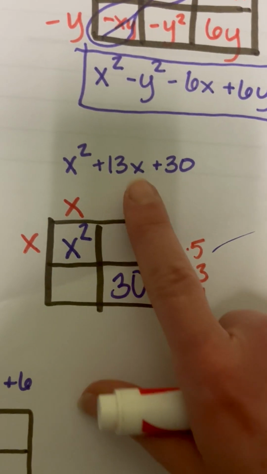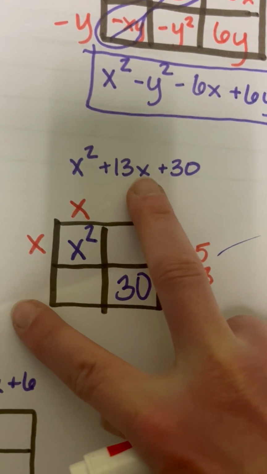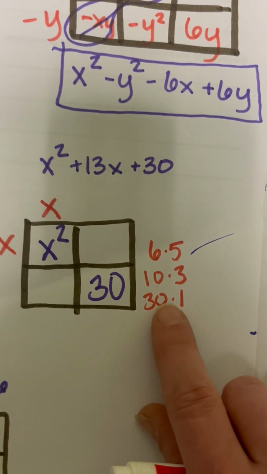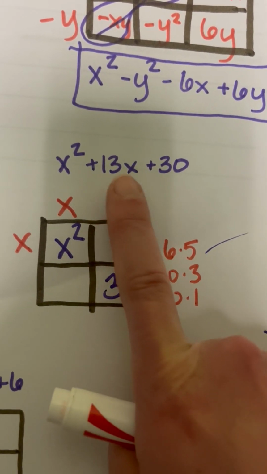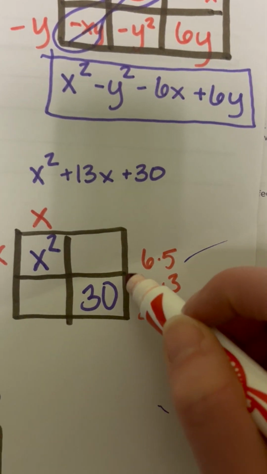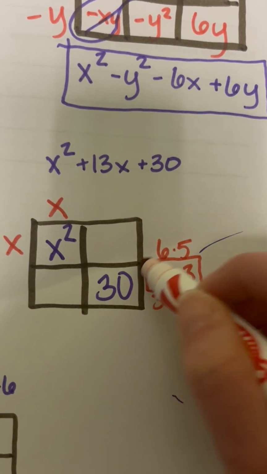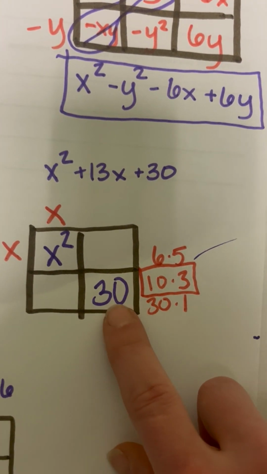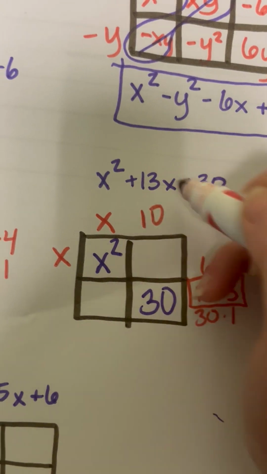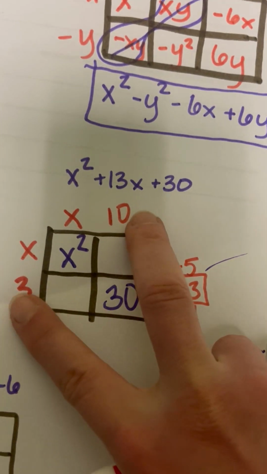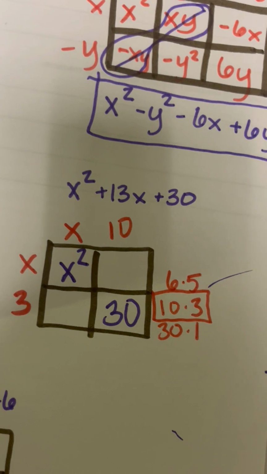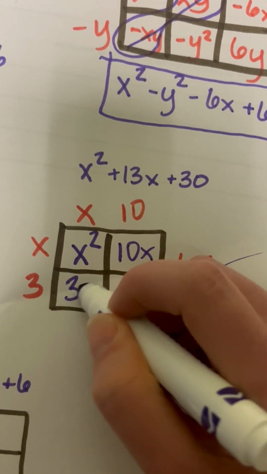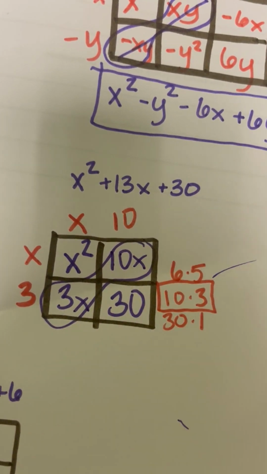And now we're going to figure out what times what would give me 30, that if I also combined the x terms, we'd get 13. So we're looking for 2 numbers that multiply to 30 and add to 13. So that means those are my magic numbers. If I made this a 10 and this a 3, these would multiply to be 30, and then a 10 times an x would be 10x, and x times 3 would be 3x.